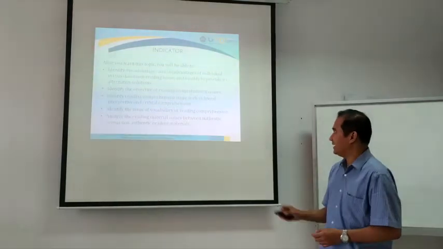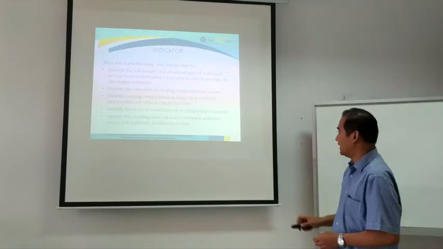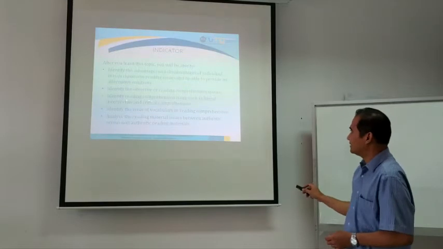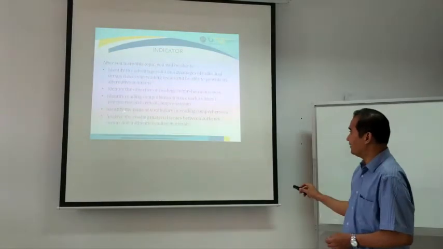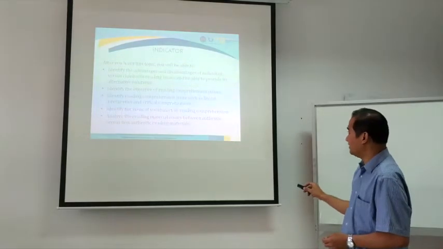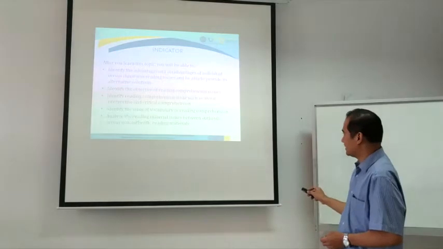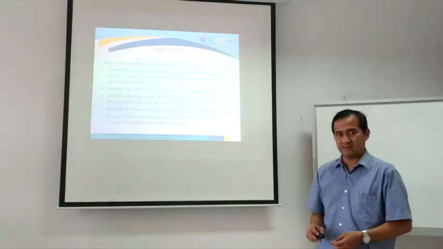And the second, we are going to identify the objective of teaching reading comprehension issues. Third, we are going to discuss literal, interpretive, and critical comprehension under the reading domain. And number four, we are going to identify vocabulary issues in reading comprehension. And the last, we are going to discuss authentic and non-authentic reading materials.